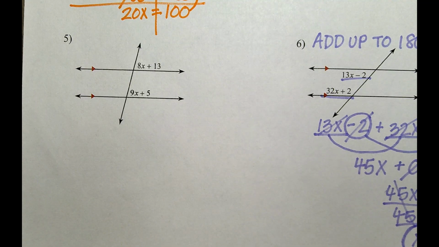So, number 5. What is the first thing we need to think about with these angles before we set up an equation? What are our options? Yes, are they equal to each other or do they add up to 180? What do you guys think? I think they're equal to each other. Yes, yes, they're equal.